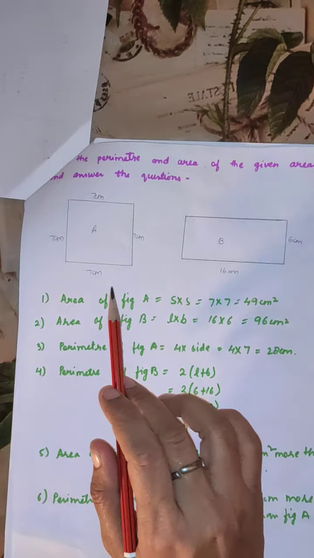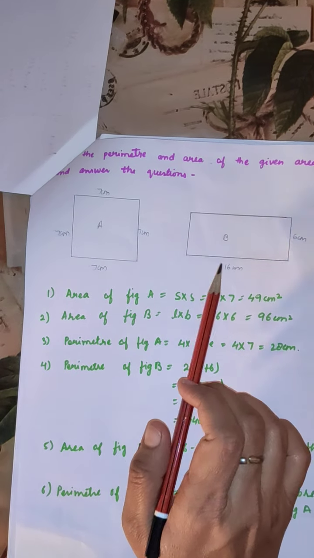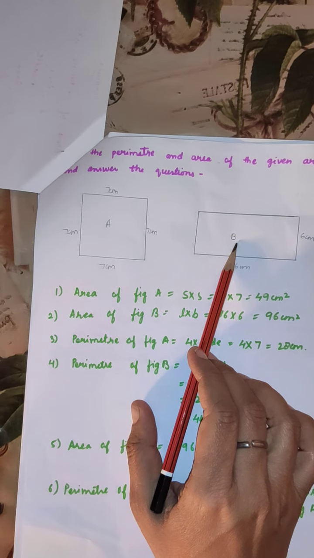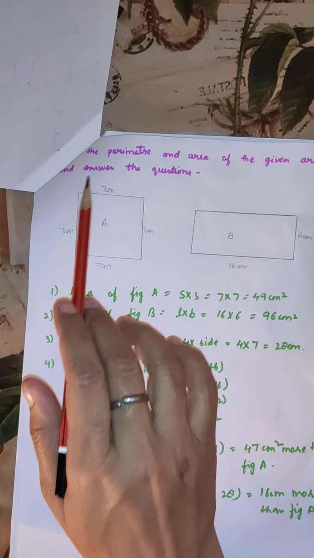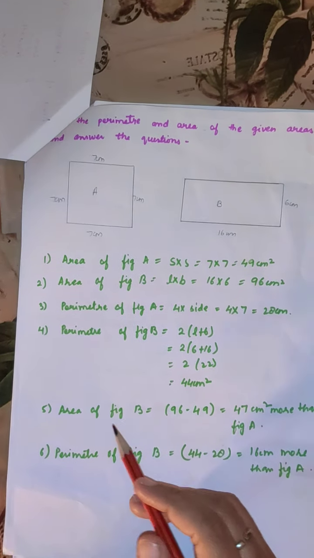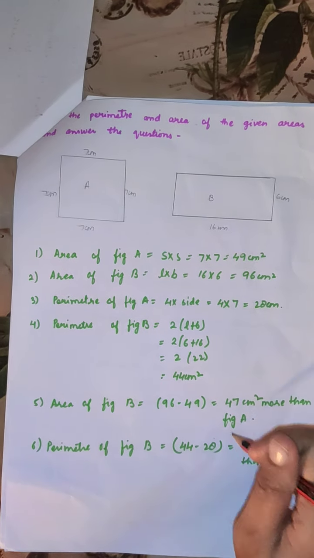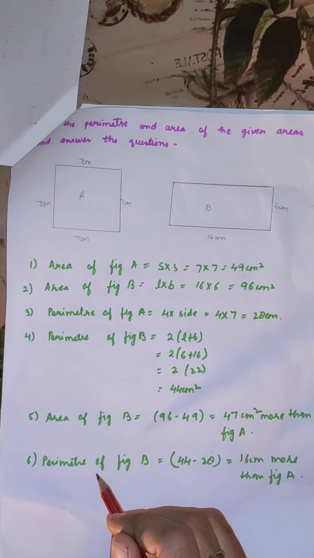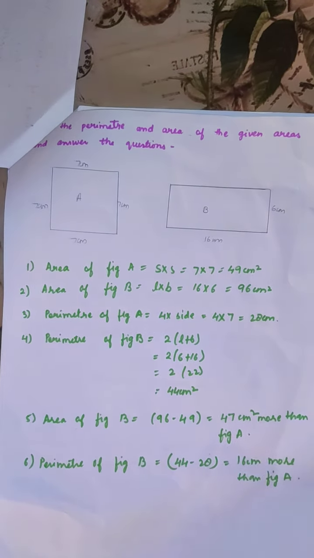Now this is a comparison between the two figures, one is a square and the second is a rectangle. You have to find out the perimeter and area of the given figures and answer the questions. Now which one is more in area and which is more in perimeter, so it will be the answer.